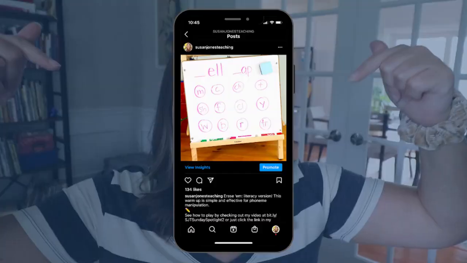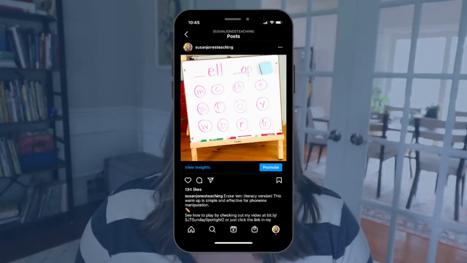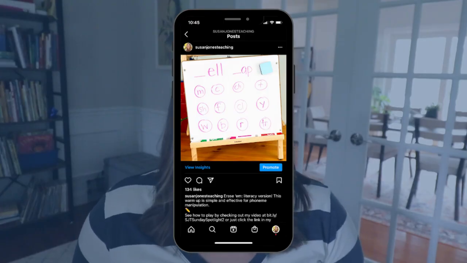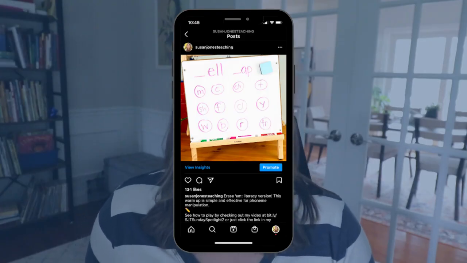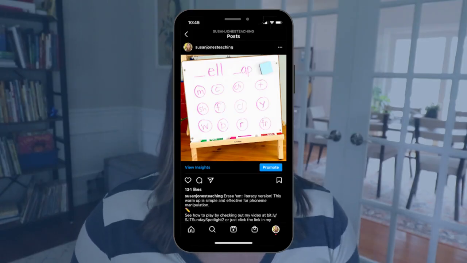Now, I have shared a bunch of literacy warm-ups in the past. This is another one that you could throw up on the board. It looks like this. It's called Erase 'em. Here you can see 2 word families at the top, and for this, students would simply have to look at the letters down below and figure out which letter could go into one of those to make a real word, and then they could erase it from the board.